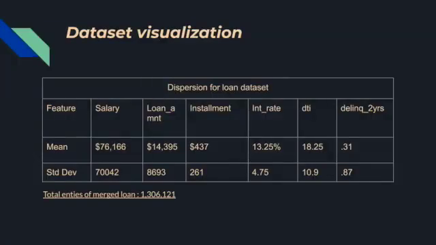A little bit of visualization. So here is the dispersion for our merged loan dataset. As you can see, our mean salary is around $76,000, mean loan amount around $14,300, and then we have mean installment, which is a payment on the loan within a given time frame. And then we have our mean interest rate, debt to income ratio, and delinquency in 2 years. And delinquency is a late payment on a loan. So in this case, it is the number of late payments in a 2-year time span.